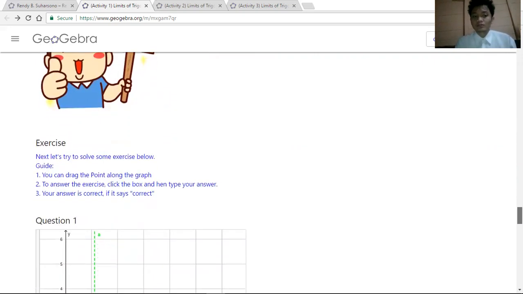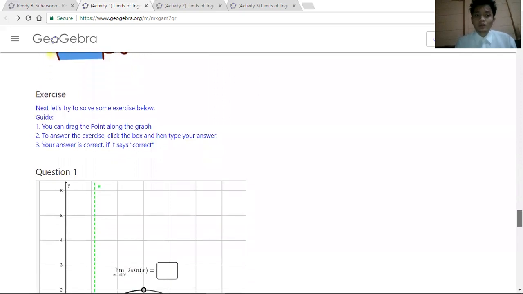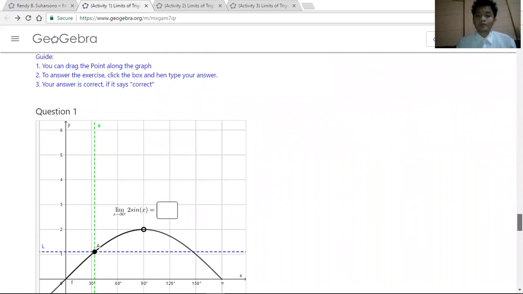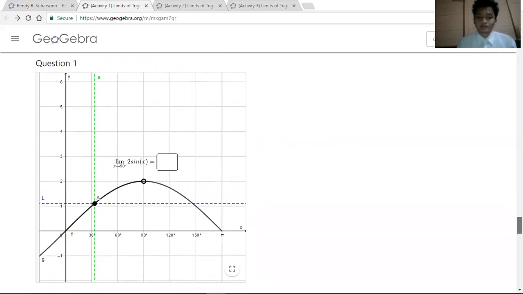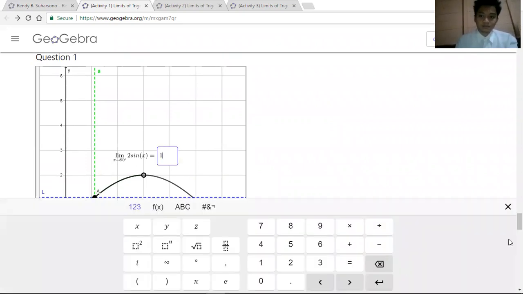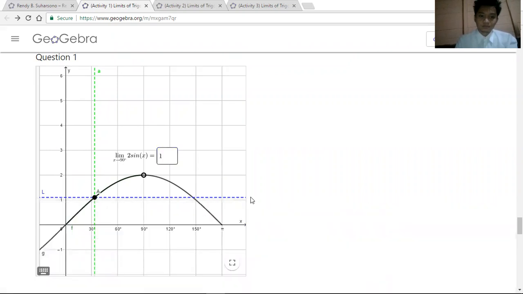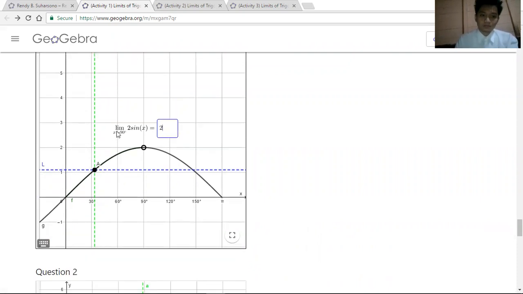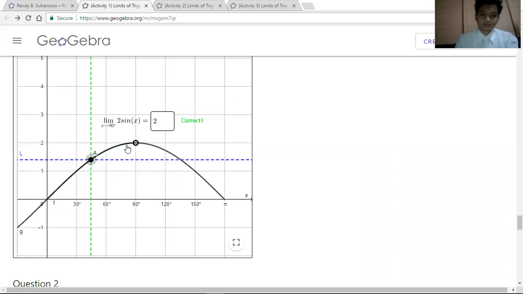Exercise. Let's try to solve some exercises below. You can drag the point along the graph to answer the exercise. Click the box and then type your answer. Your answer is correct if it says correct. Here, let's try one. It's correct.